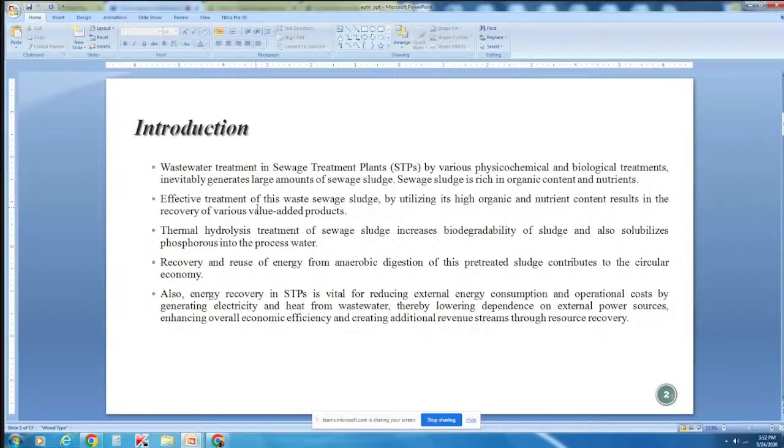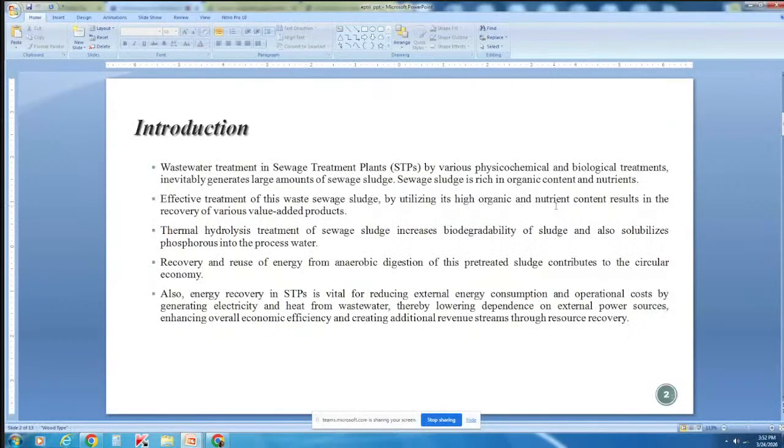The sewage sludge contains mostly microorganisms, so it contains organic and nutrient content. If you can recover more energy from this organic content, and a value-added product like nutrients, it will be attractive. Many STP plants with aerobic treatment need to invest a lot of energy in aeration, whereas in anaerobic treatment, like a UASB reactor, you can reduce the energy input.